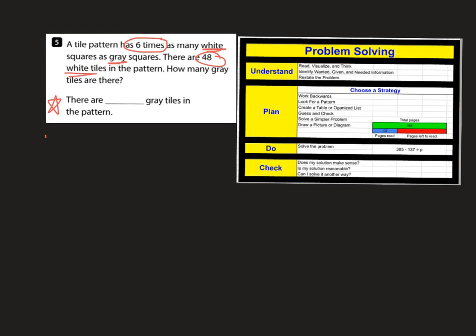So we have white tiles, and it says 48. So we have 48 white tiles, and then we are looking for gray tiles. I know that the white tiles are 6 times as much. So 48 divided by 6. Let's solve our equation with a variable, and that would give us 8. So I know that there are 8 gray tiles.